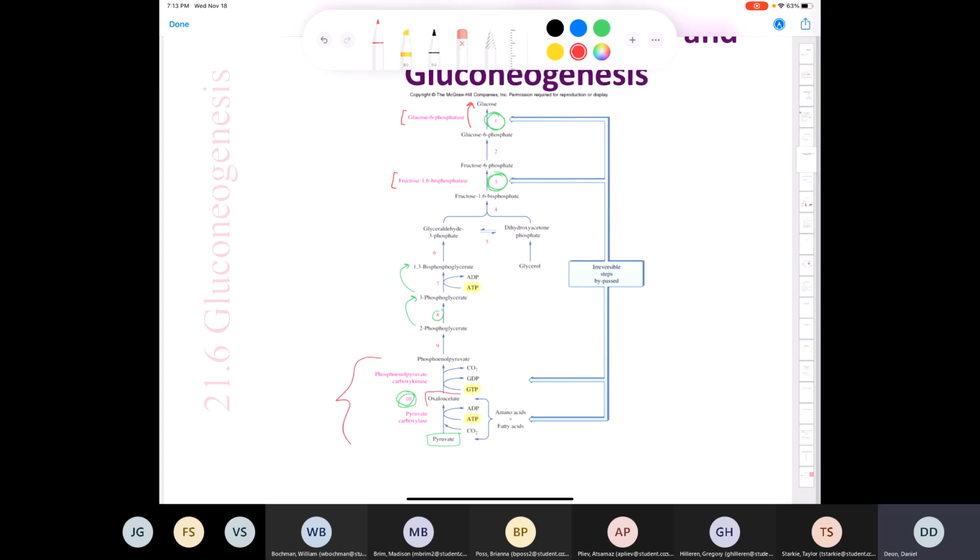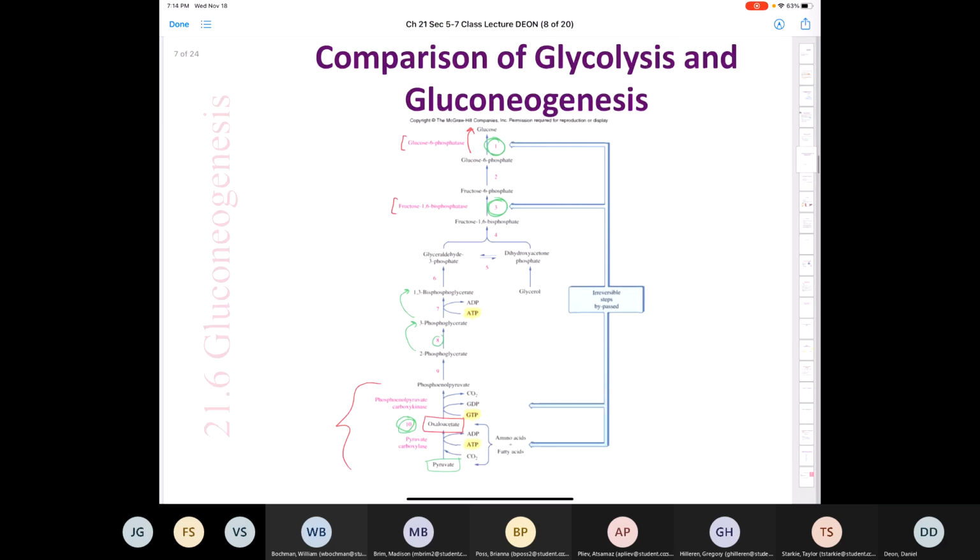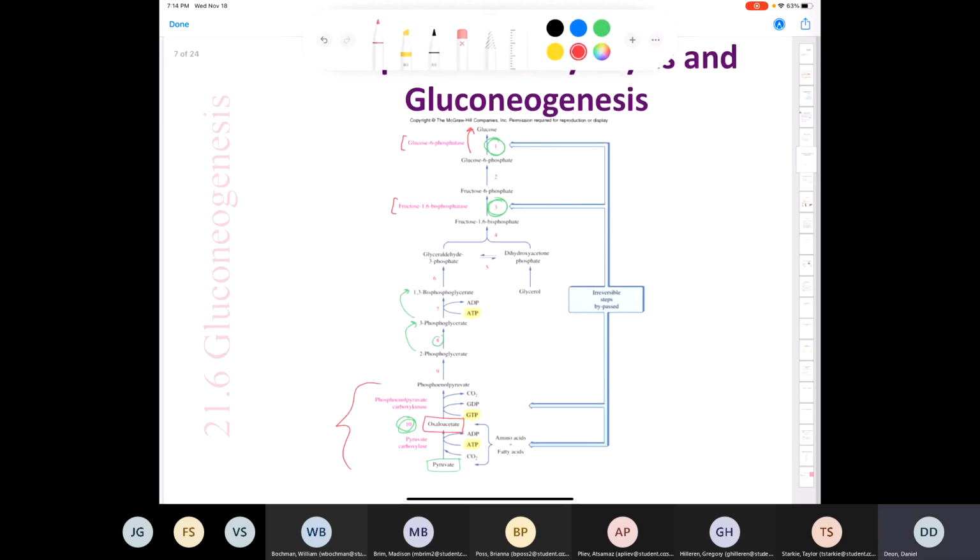We even have an intermediate we didn't even see in glycolysis. Oxaloacetate wasn't even present in glycolysis. Those steps 1, 3, and 10 are irreversible steps. Okay.